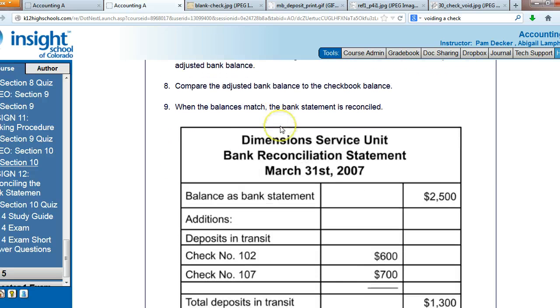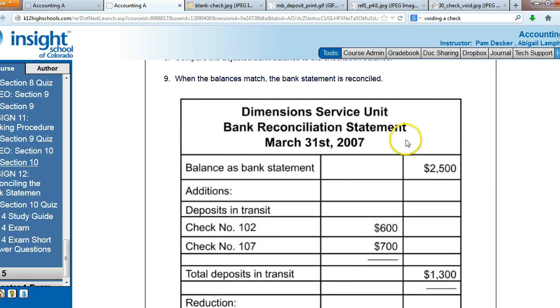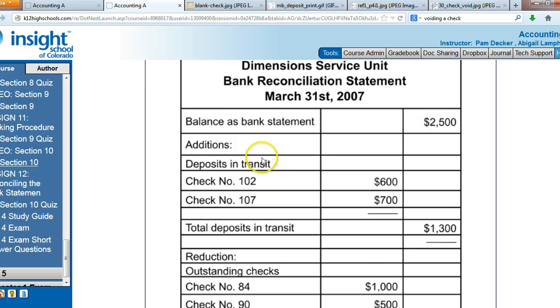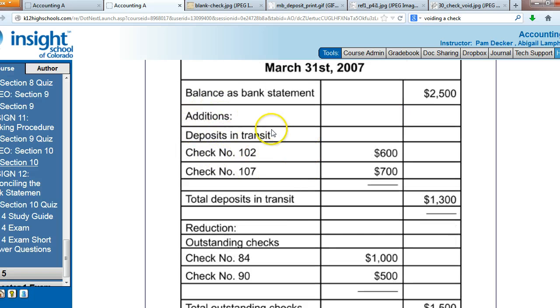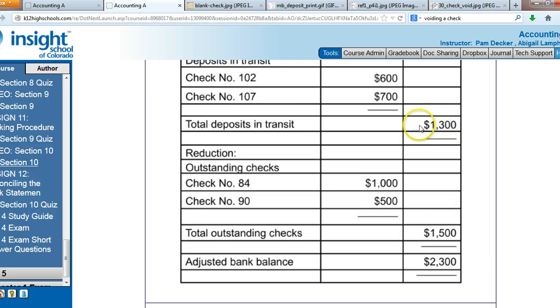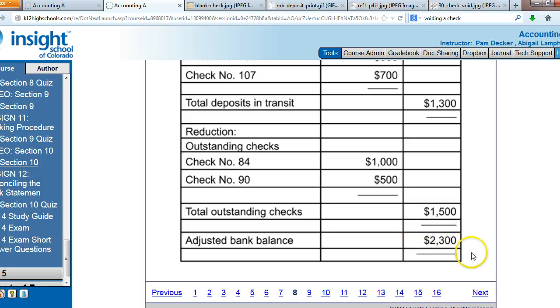So this is what it's going to look like. This is an example of a bank reconciliation statement. You have your balance from the bank statement, any additions, so any deposits in transit, meaning they haven't been added yet to the account, but you know they're coming. And then any outstanding checks, so checks that you've written that haven't been cashed yet. So we're going to add the deposits that you've made that haven't been accounted for, and then subtract the checks that you've written that haven't been cashed. And then that will give you your adjusted bank balance.